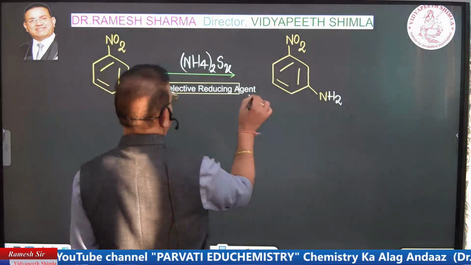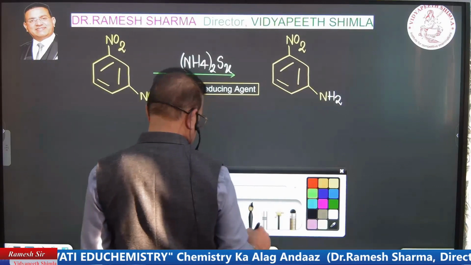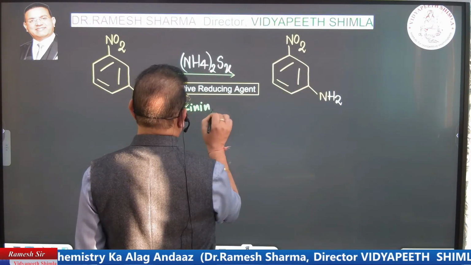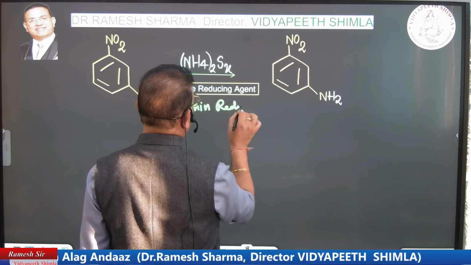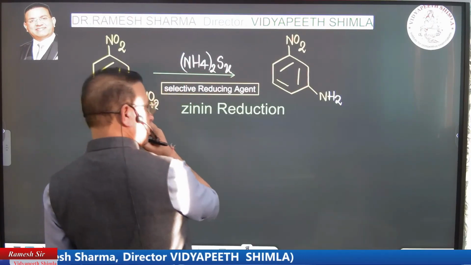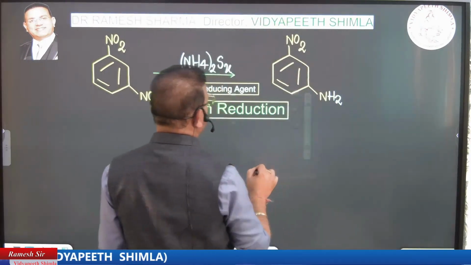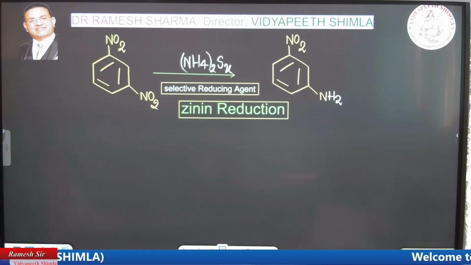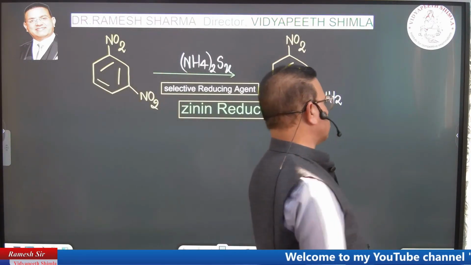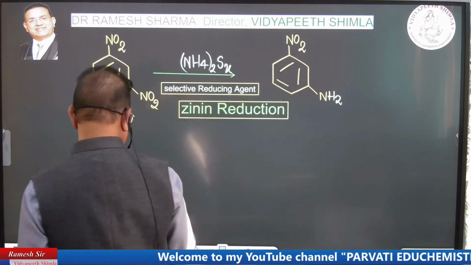and this reduction is called Zinin reduction. This reduction is called Zinin reduction. So this is how amine is being prepared by reduction.